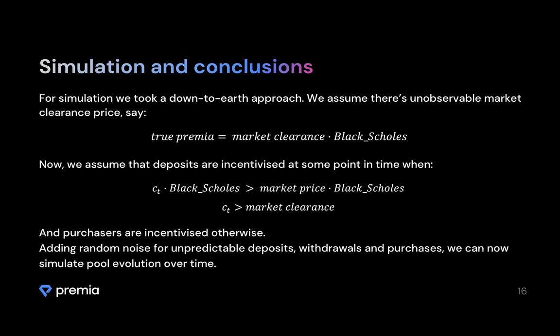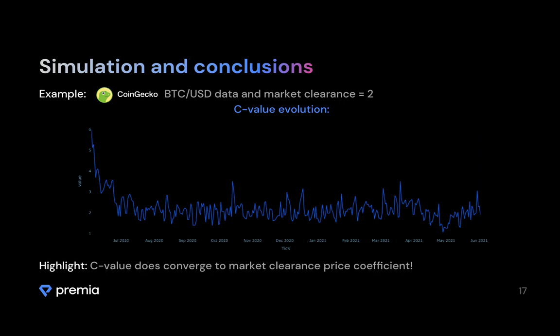We now model all of this as normally distributed actions around the market clearance with some uniformly distributed noise, and run the simulation for different pools many times. Let's just take a look at one of these. So we took the data from CoinGecko for Bitcoin for 1 year, and we assume the market clearance coefficient is 2. And now we can observe the C-value evolution.